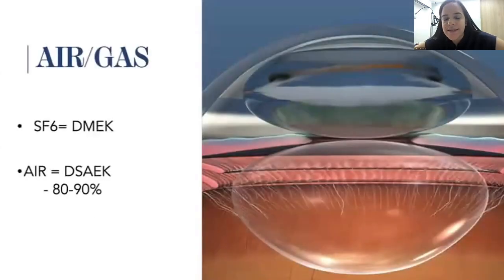The next question is air or gas? In DMEK, typically we use SF6 at 20% concentration for graft attachment and lower rebubbling rate. In contrast, for DSAEK, we use air with an 80 to 90% fill. In both, we often check on the slit lamp 1 hour after the surgery to ensure that there's a layer of aqueous fluid that covers the PI, which tells us that a pupillary block won't happen.